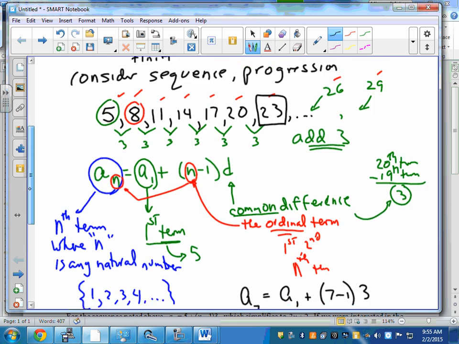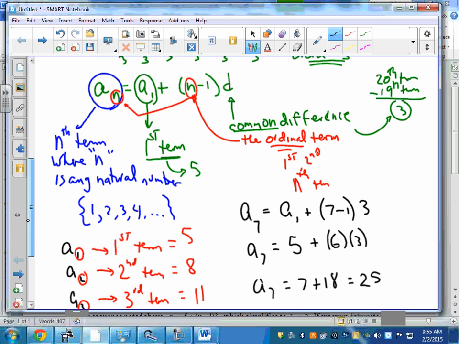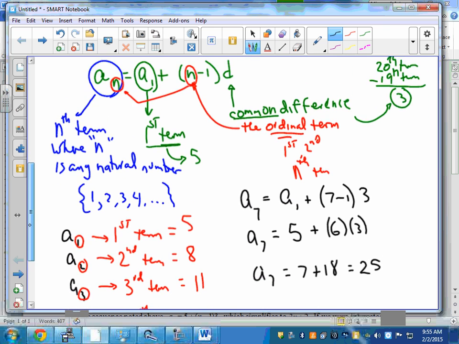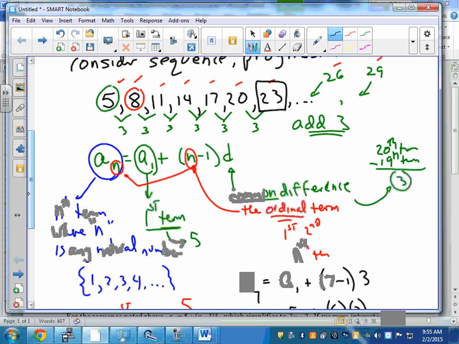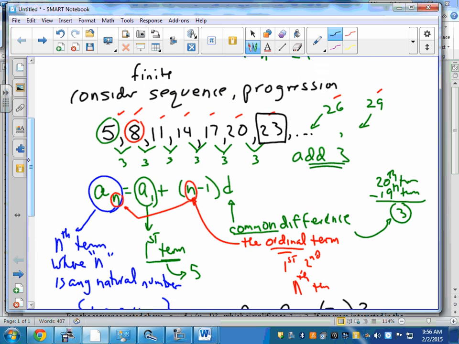Where did I go wrong? The nth term, 7. 1, 2, 3, 4, 5, 6, 7. It's supposed to be 23. 6 times 3 is 18. 18 plus 5. Write down the correct term there, Joe. And now we're good. 23. Okay, sorry about that misread. Yeah, so this formula now can be used to find any term in the sequence.